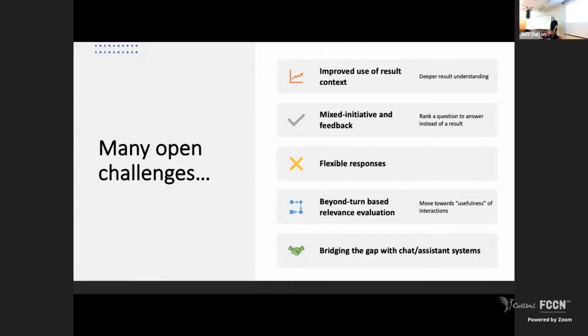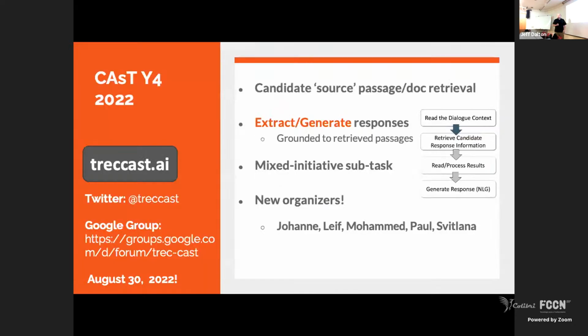So please get stuck in. There are lots of challenges. We haven't talked about mixed initiative. We haven't talked about how to go beyond term-based evaluation. So there's still wide open research in these areas to work on for your PhD. Participate in CAsT year 4. We're generating responses, there's mixed initiative, and the talks will be out next week.